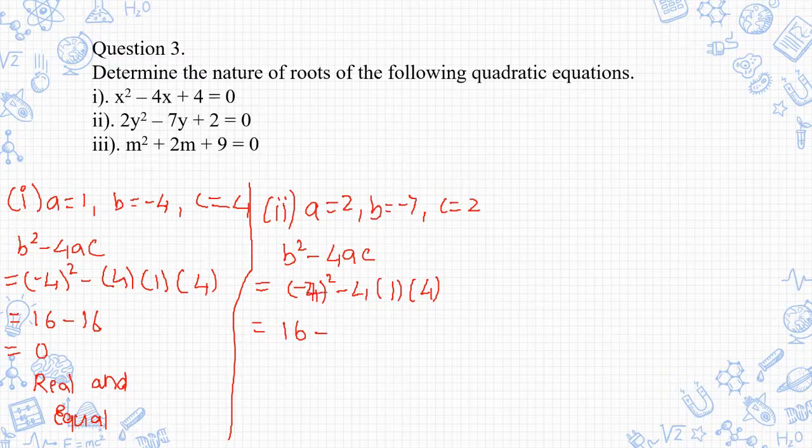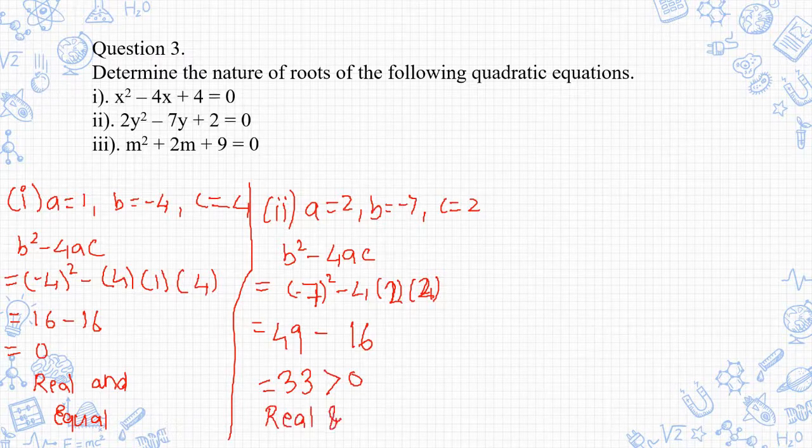So 7 square is 49. So 49 minus 4 into a, that is 2, and c is also 2. 49 minus 4 into 2, 8, and 8 into 2, 16. So 49 minus 16 will be 33. And you know that 33 is greater than 0. So here my roots will be real and unequal.